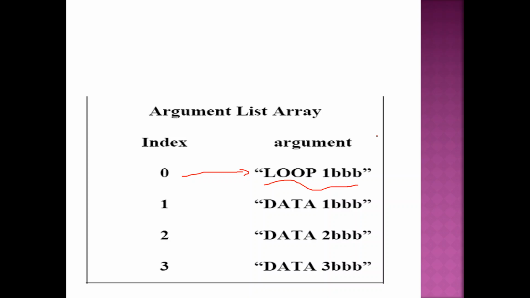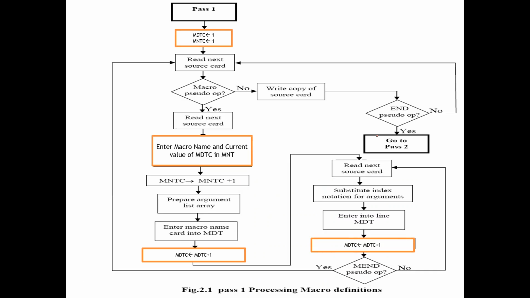So what data structures have we discussed so far? MNT, MNTC, MDT, MDTC, ALA. Let me show you where these are used in your pass 1 and pass 2. Here is pass 1 of the macroprocessor. Whatever we said is there in the form of a flowchart. MDTC is initialized to 1 and MNTC is initialized to 1.